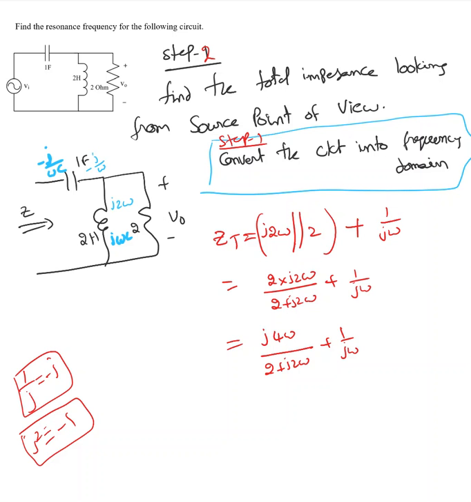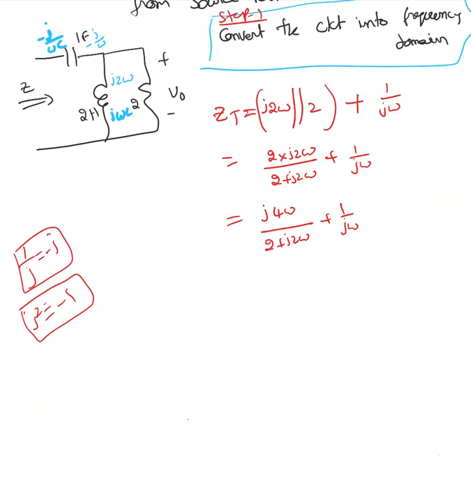Okay, now this is your Z total. In this Z total we need to separate the real part and the imaginary part. While separating the imaginary part, make sure that there is no j in the denominator. So in this case, I'm going to keep this separate. Let me deal with this term right here, j4 omega over 2 plus j2 omega. I'm going to deal with that, so let me take this separately. Let me say that's Zx.